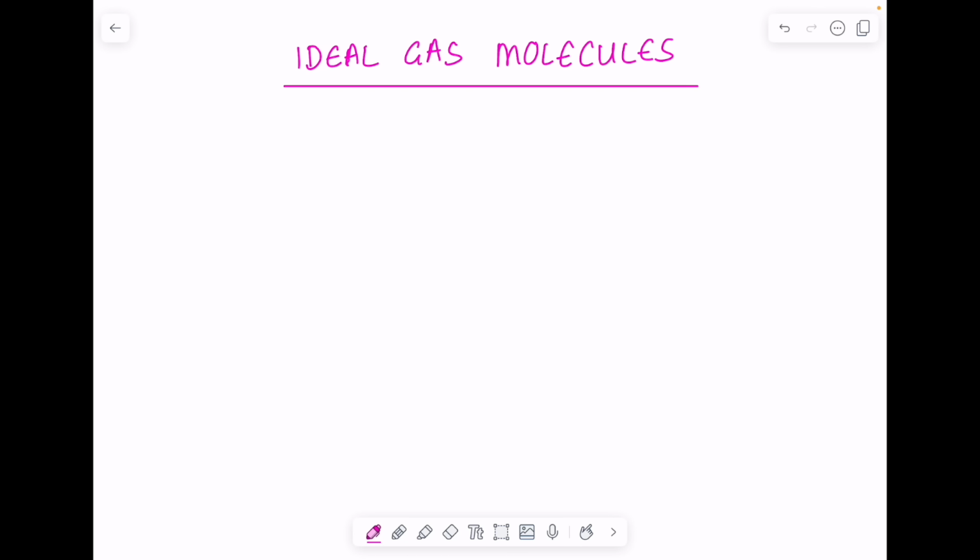Ideal gas molecules. One thing they regularly ask you to do is to explain how pressure is created by a gas in a container.